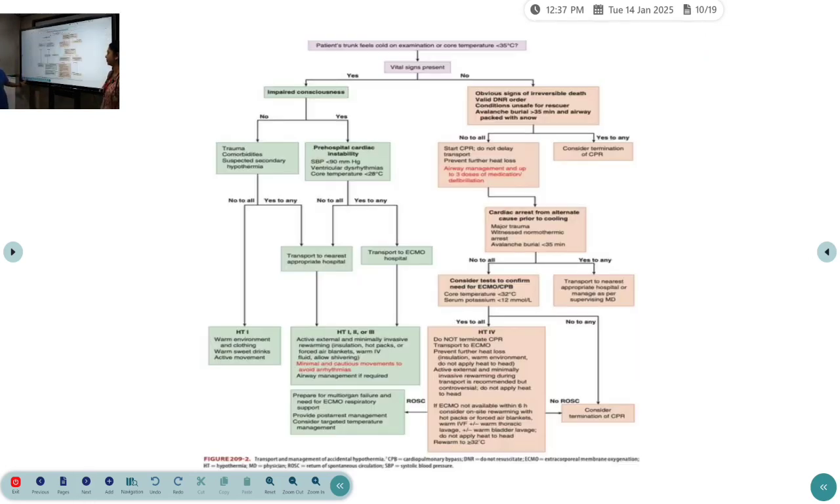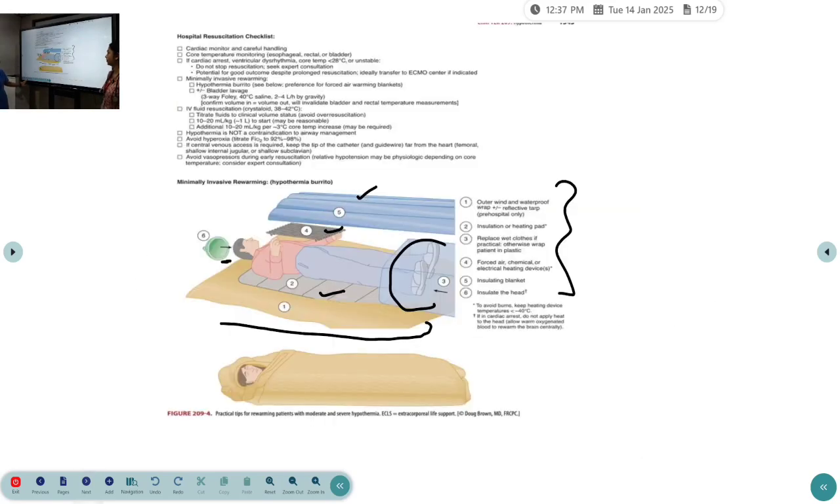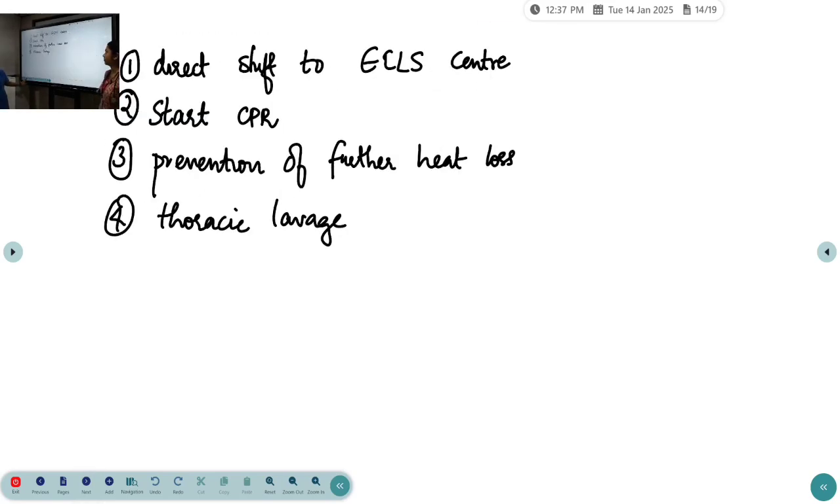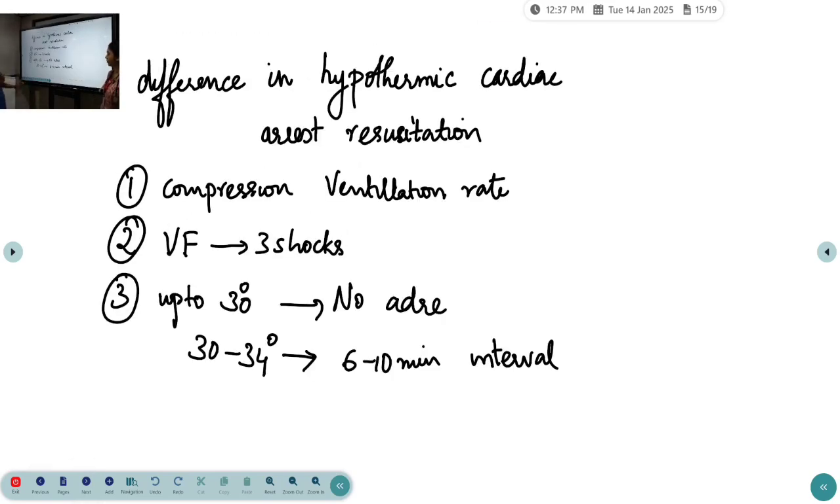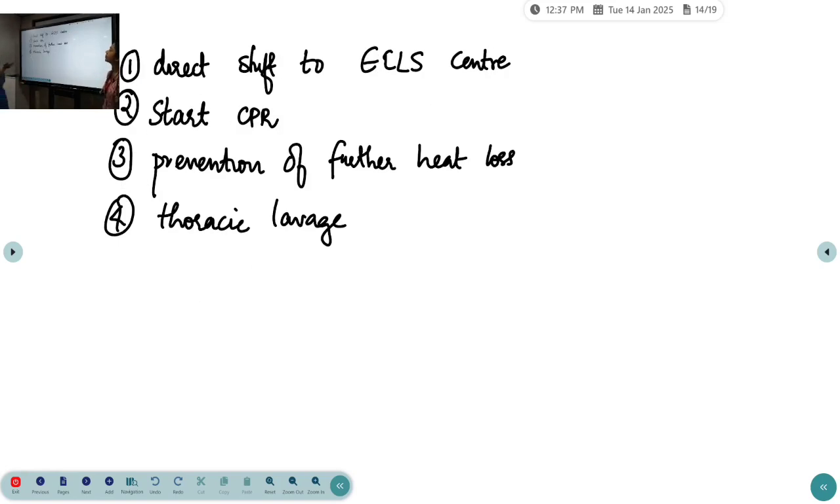So here we'll be directly shifting the patient to an ECLS center, and we'll be starting CPR, and along with that we'll be preventing further heat loss. According to the textbooks, previously we used to prefer thoracic lavage. By putting 2 chest tubes, we'll be giving lavage to the patient.